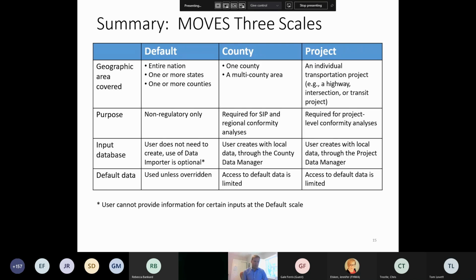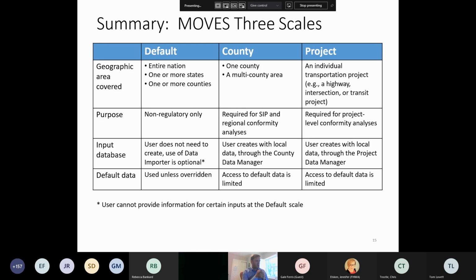But any sort of SIP or conformity analysis is going to use this middle category, the county scale, meaning that you're picking a county in MOVES and providing the model with a certain amount of local information. The types of local information and how much is needed is described in the EPA technical guidance available on their website. Then we've got the project scale.